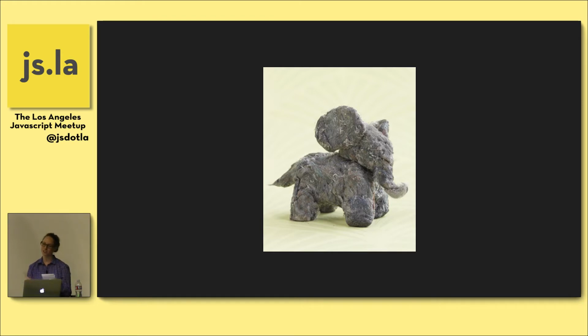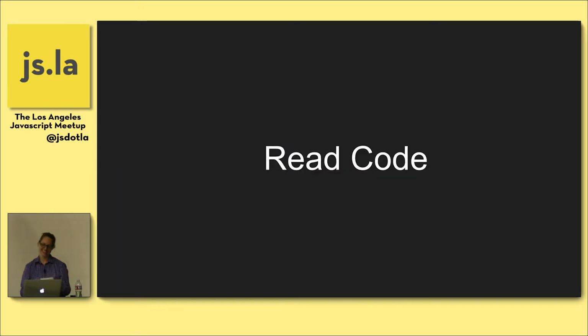Linters help keep code clean and readable, which brings us to secret number 4. You were all waiting for this all month, right? Okay, secret number 4, read code. Personally, no, right? Some people, this is controversial.